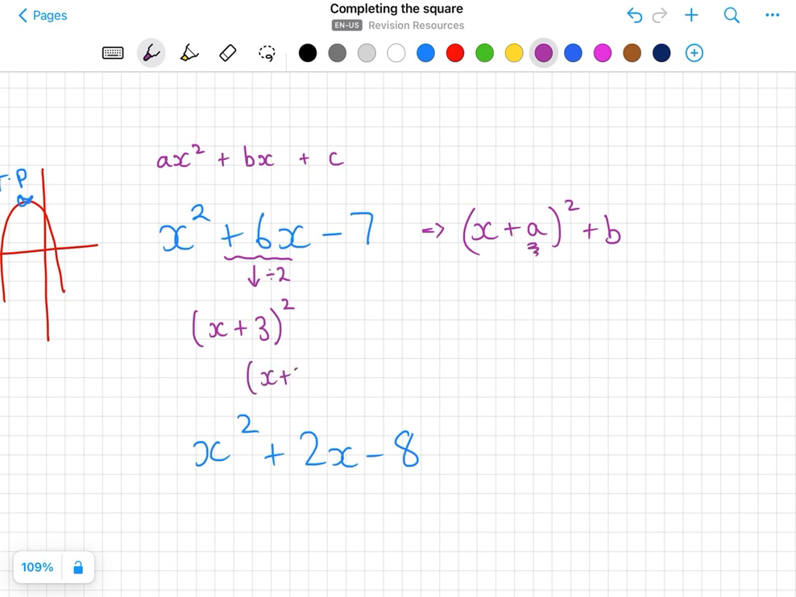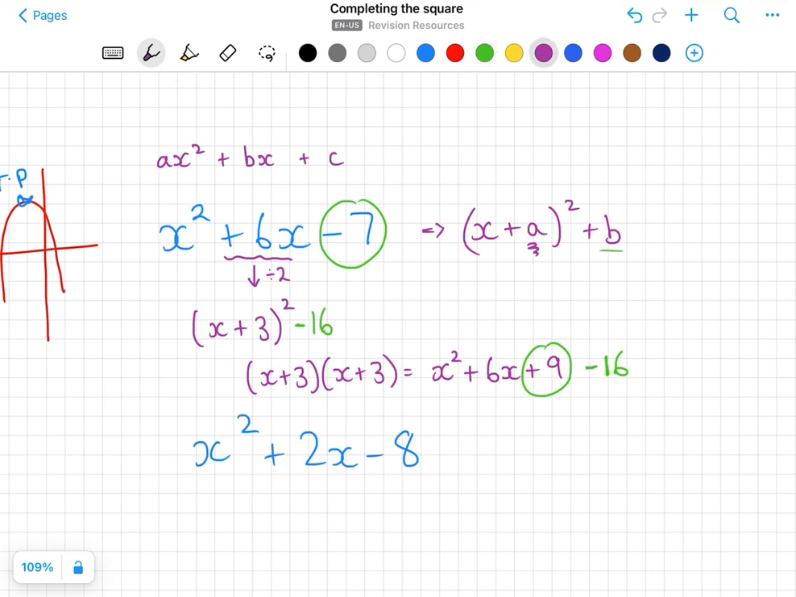In dividing that by 2, that is your value of a. What I like to do is then expand and simplify this double bracket, giving us x squared plus 3x plus 3x plus 9. So that then leaves us with x squared plus 6x plus 9. We refer back to our original equation, which is x squared plus 6x minus 7. So we think, what do we have to do to get from a positive 9 to a negative 7? We have to subtract 16. That becomes our value for b, and we put that on the outside of our bracket.